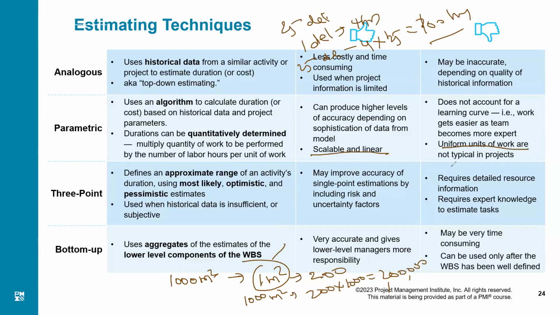Uniform units of work are not typical in projects. It's not that common that the work will be uniform, that every meter will cost this, every deliverable will take that much time, etc. Okay. Advantage: it can produce higher levels of accuracy depending on the sophistication of data from the model. If the duration of your parameter is accurate, the whole estimation will be accurate.